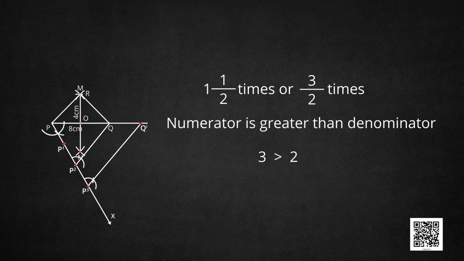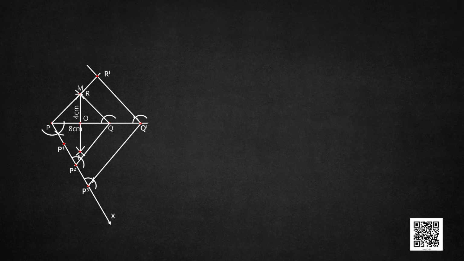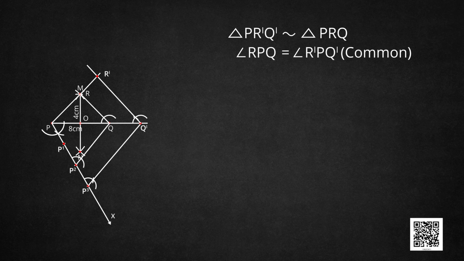Now at point Q dash, draw a line Q dash R dash parallel to QR intersecting extended PR at R dash, like we did earlier. So we get a new triangle PR dash Q dash which is similar to the original triangle PRQ, because angle P is common to both triangles and angle PQR is equal to angle PQ dash R dash by construction.